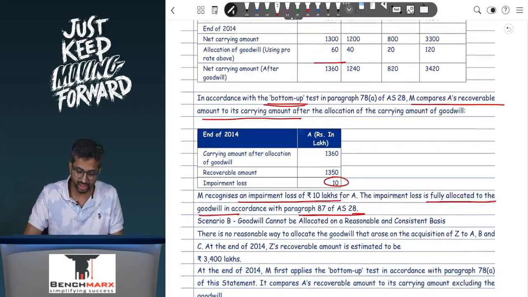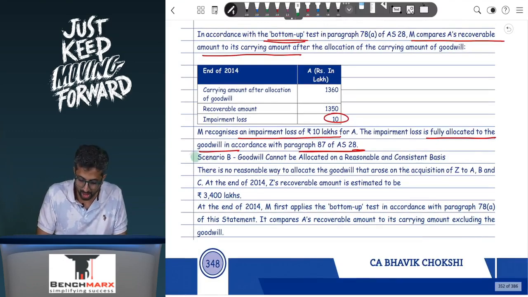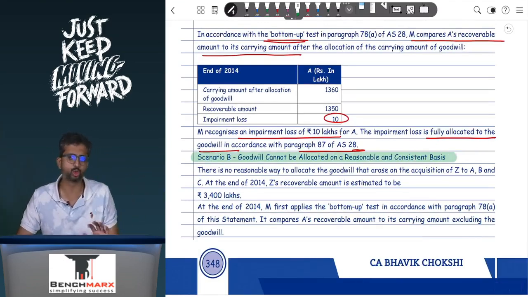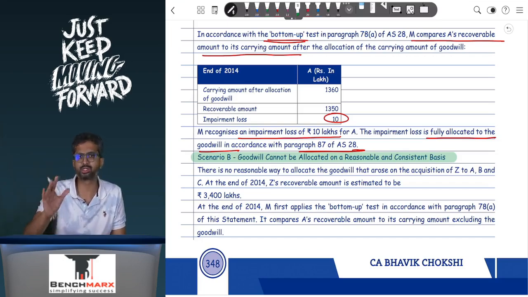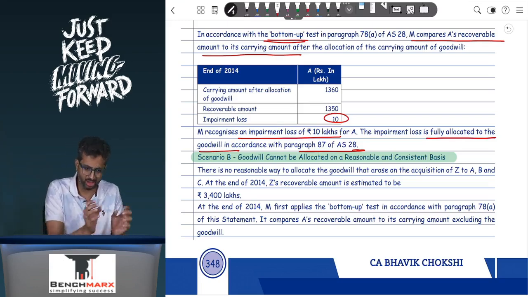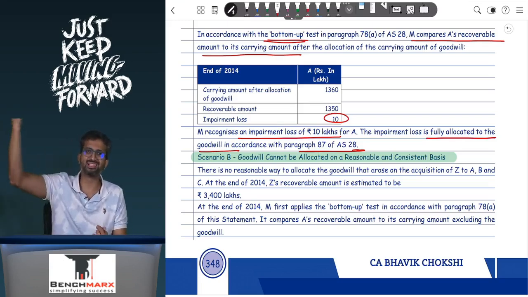Now the second case is a new case, where what if the goodwill cannot be allocated on a reasonable and consistent basis? Now you can't allocate 3 to 2 to 1. The question very clearly tells you it is not allocable. Well, if it is not allocable, then what will you do? Well, as per the standard, if it is not allocable, then you will have to do 2 testings, one for bottom, that is a smaller CGU, and then for top, that is a larger CGU.